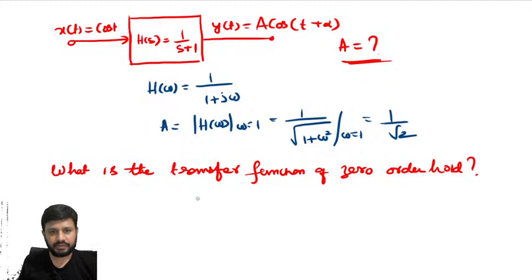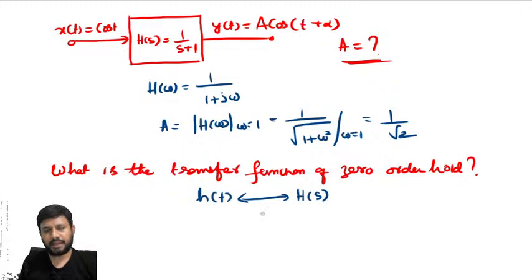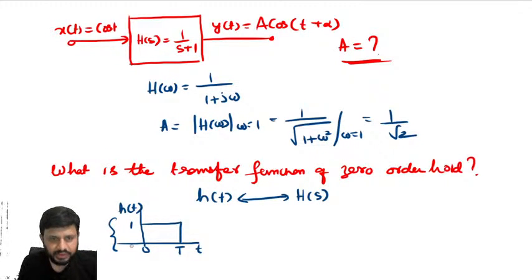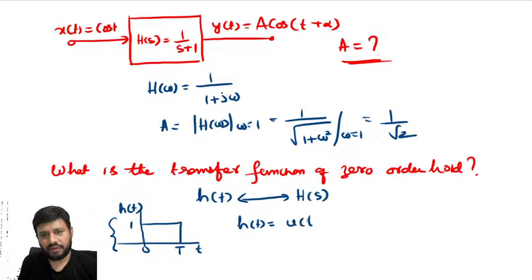We know that from the convolution property, impulse response and transfer function form a Laplace transform pair. So if you want to find out the transfer function of zero order hold, first of all you must know the impulse response. Remember, this is the impulse response of zero order hold. Find out the Laplace transform. Can you write this in terms of unit steps? Yes, u of t minus u of t minus T. So H of s is equal to 1 minus e power minus sT by s.